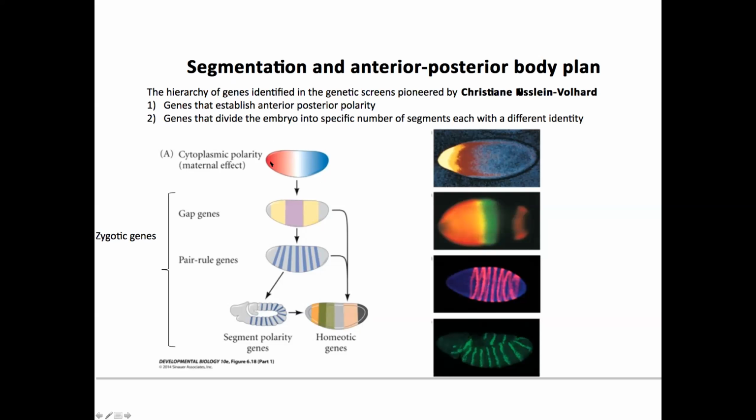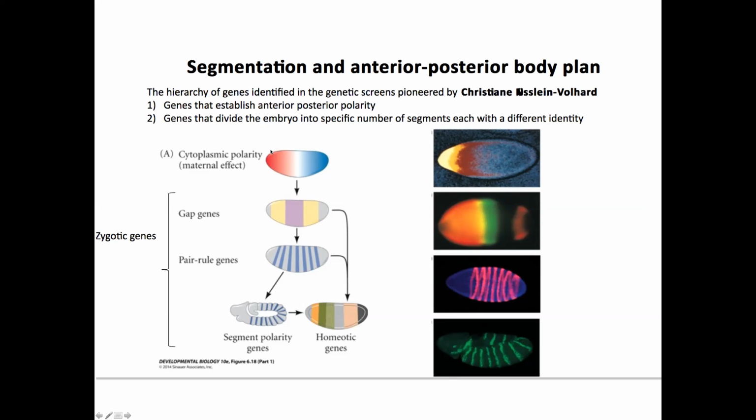Now, bicoid and nanos are transcription factors, and what these transcription factors will do is bind to a set of target genes and lead to expression of their target genes. Like I mentioned in my previous class with dorsal, the identity of the target genes will depend on the concentration of the transcription factor that they see.